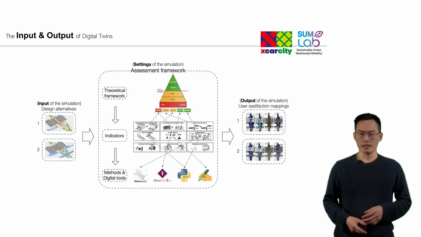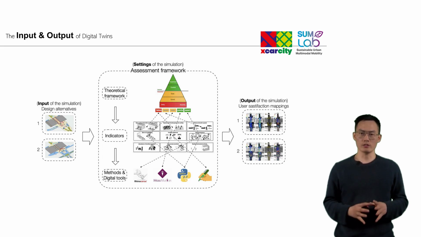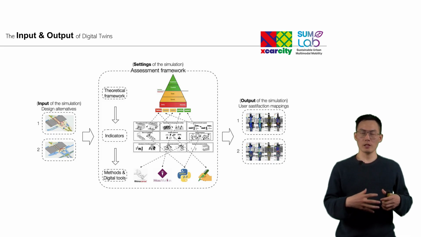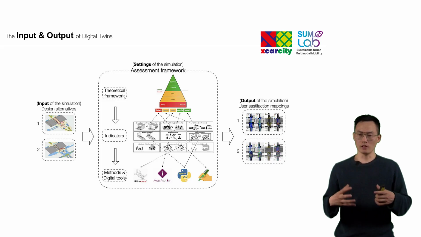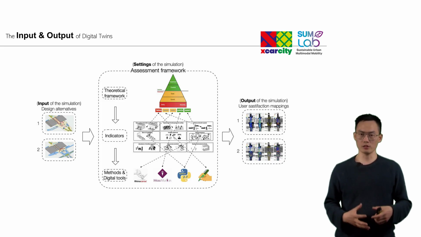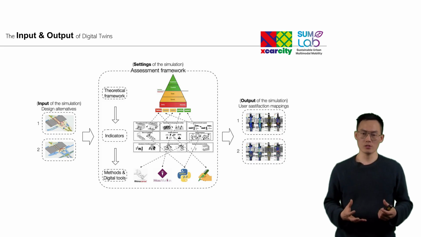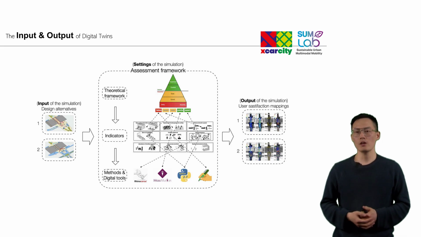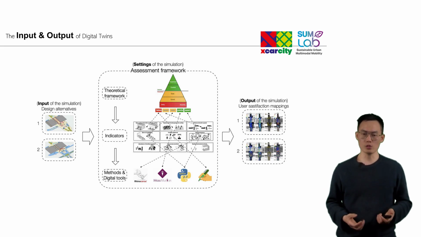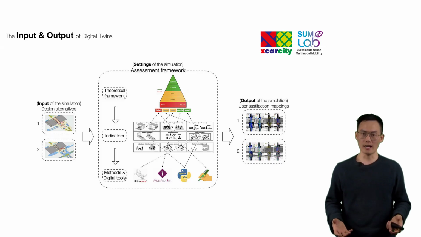This is a framework that I used to structure the digital twin. The input data of this digital twin are design alternatives, and the output of this digital twin are different kinds of mappings of different qualities. Within this digital twin, we have theoretical frameworks. We have indicators to measure those different qualities, different values. We have digital methods and tools to simulate and to visualize.